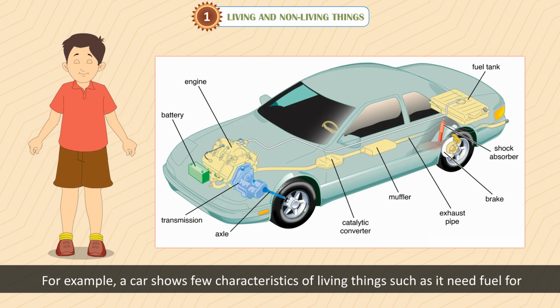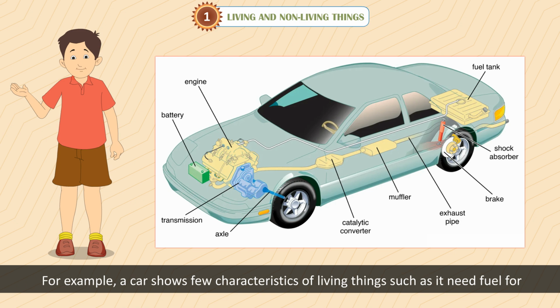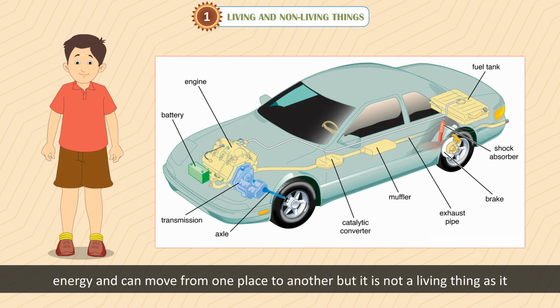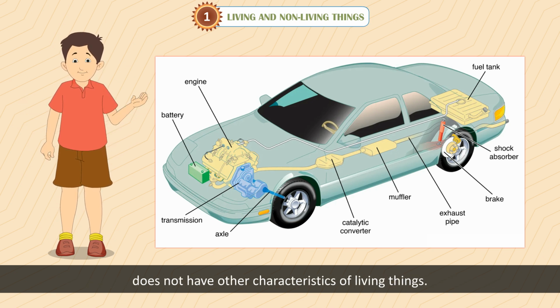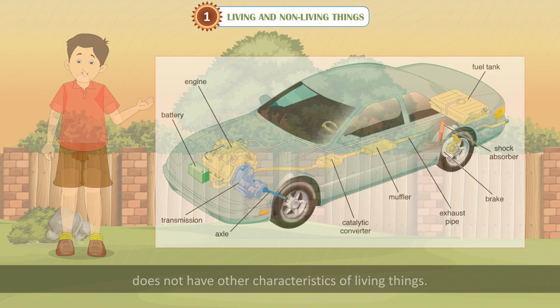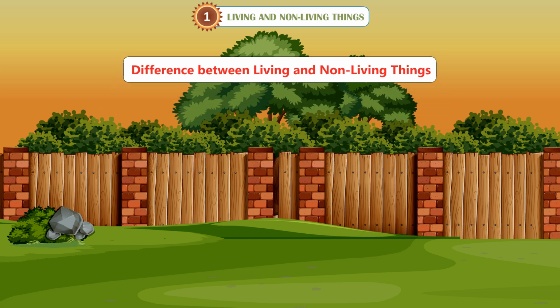For example, a car shows few characteristics of living things, such as it needs fuel for energy and can move from one place to another, but it is not a living thing, as it does not have other characteristics of living things. Difference between living and non-living things.